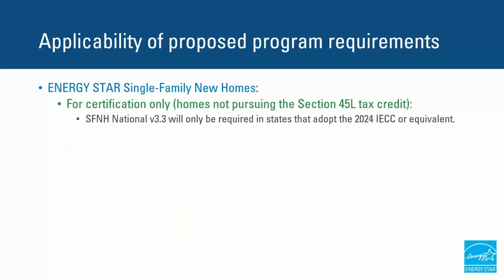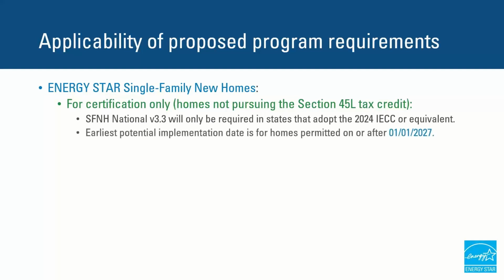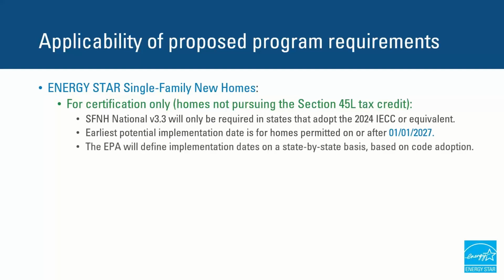Now let's discuss how this new version is intended to be used. In the case of the single-family new homes program, let's first discuss homes that are pursuing certification only. That is, homes that are not pursuing the Section 45L tax credit. First off, National Version 3.3 will only be required in states that adopt the 2024 IECC or an equally stringent code. Second, the earliest potential implementation date is for homes permitted on or after January 1st of 2027. Finally, we'll define these implementation dates on a state-by-state basis based on code adoption.